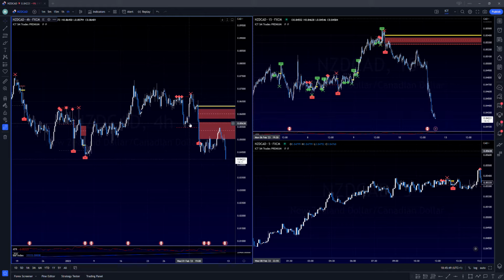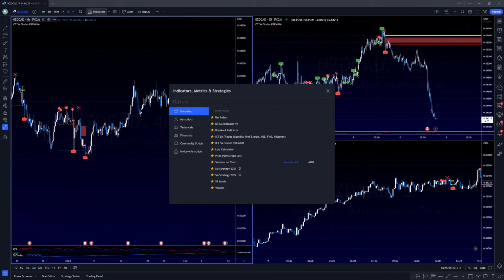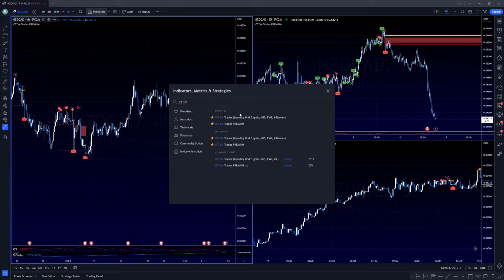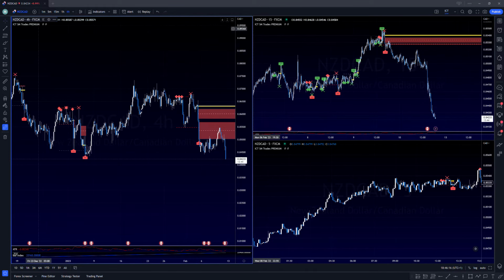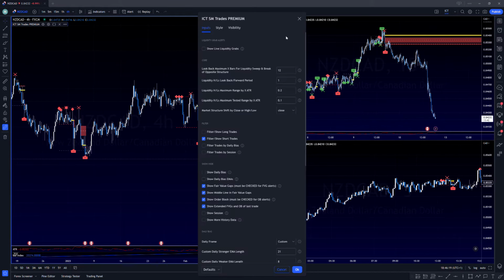The indicator is ICT SM trades. You can find it by typing ICT SM. Here is the free indicator without alerts and without most of the features, and this is the premium indicator with alerts and with daily bias, order blocks, and so on. So, what are the new features of the premium indicator?